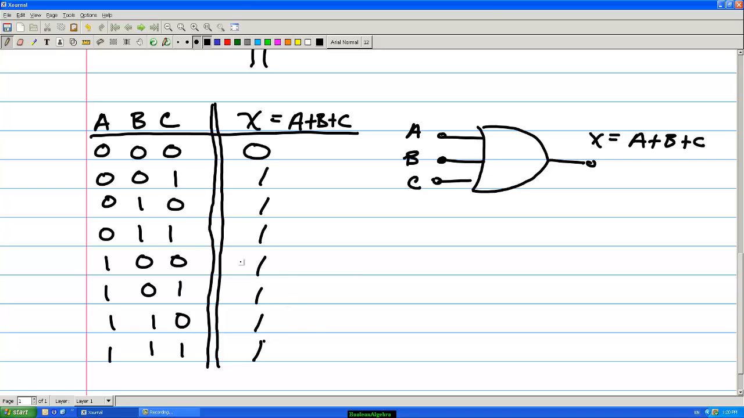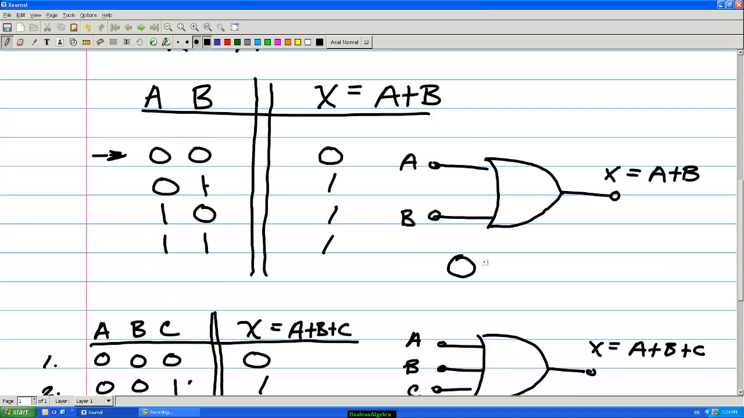Now if you notice, because we have two possible states, 0 and 1, if we have n possible inputs, there will be 2 to the n combinations here. So because n is equal to 3, we had 8 possible combinations.